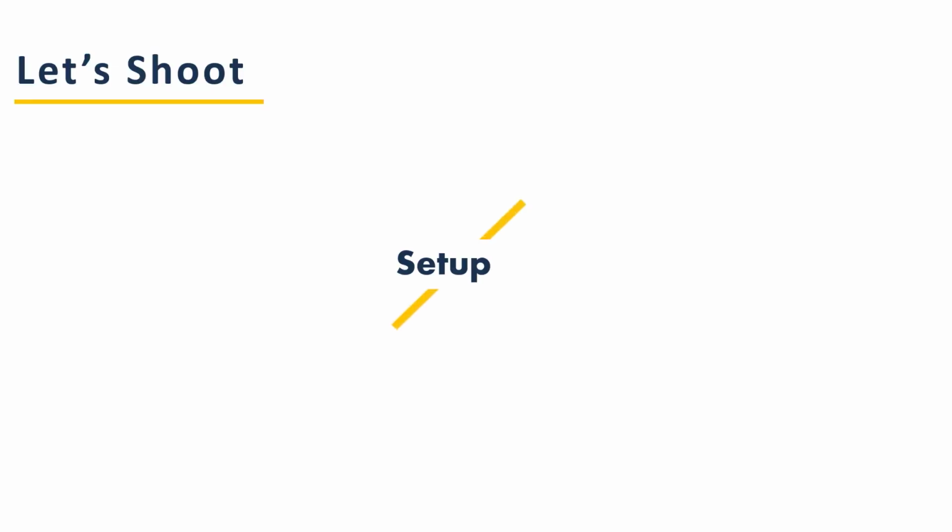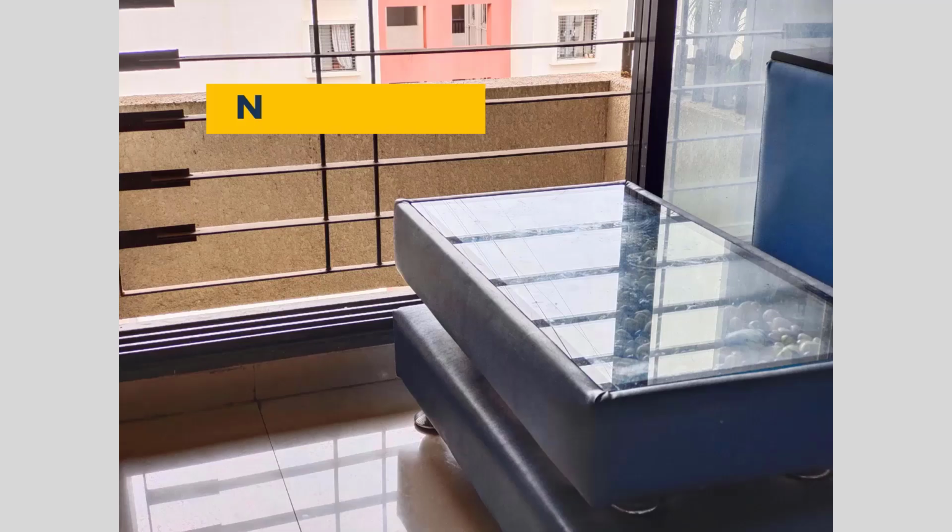But before clicking an actual photo, we will do some basic setup. We are going to use natural light to click a food photo. So this is the basic setup that we have. We have a natural light source, that is a window at one side, and at another side we have a platform on which we will place food. So before placing the food, we will place a backdrop.